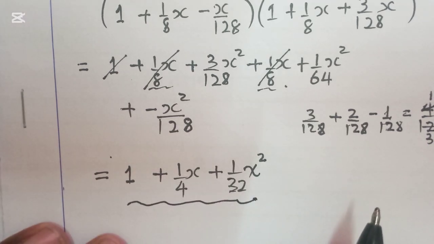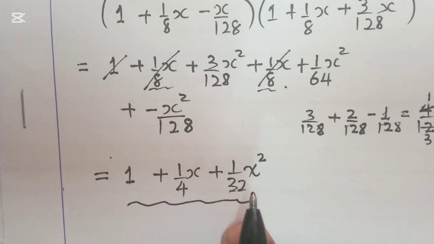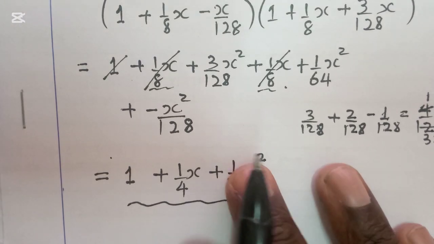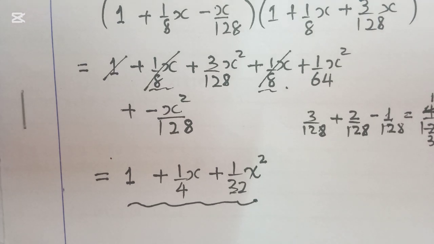The question asks us to do it up to the third term, so this is the third term. And so guys, this is how we do it. So the next question is to find the square root of 79. So let's go into that.